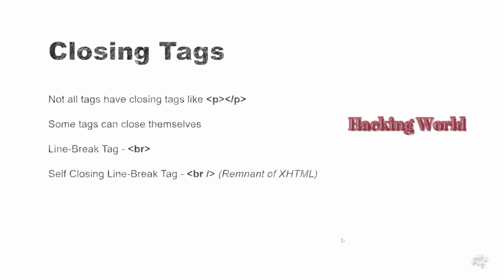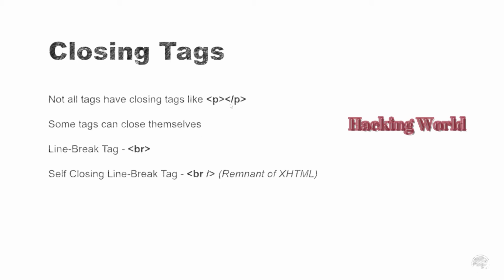So closing tags, not all tags have closing tags. So if we look at paragraph, that does. It has an open tag and a closing tag. Now some tags can close themselves, such as a line break. So in this example, you can see we just have one BR.